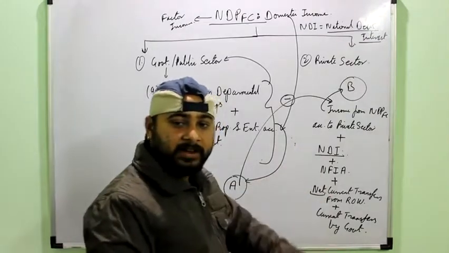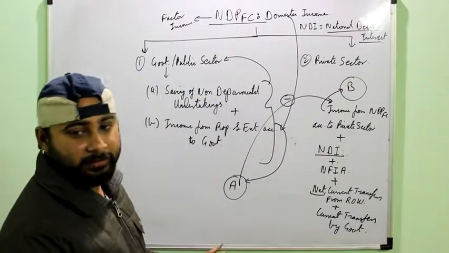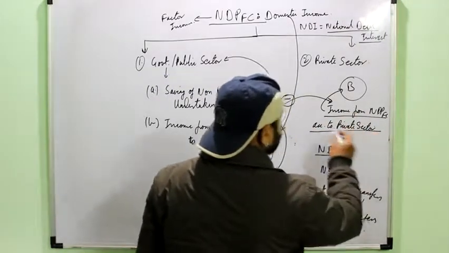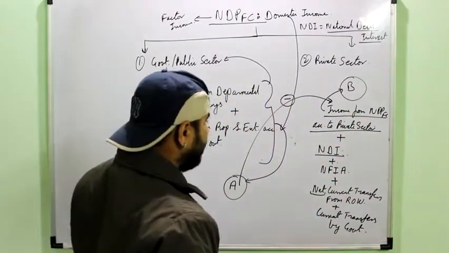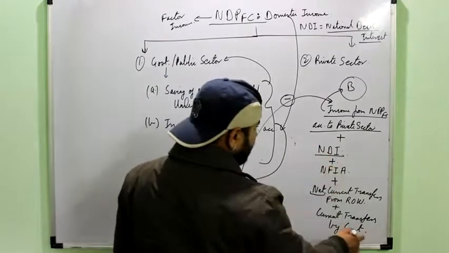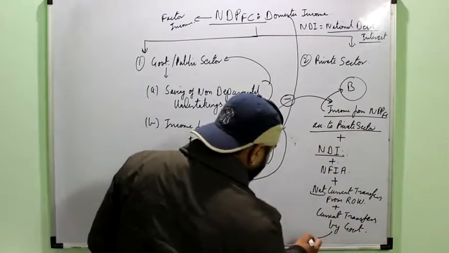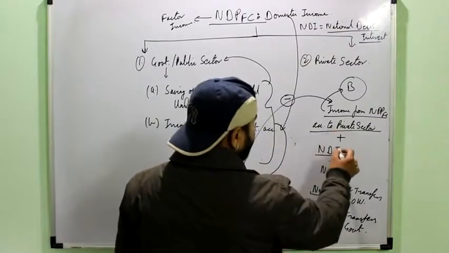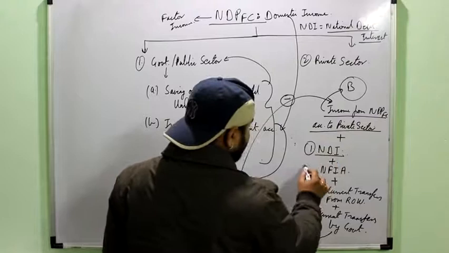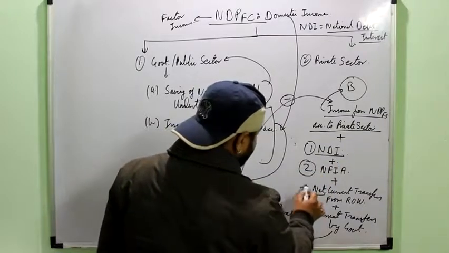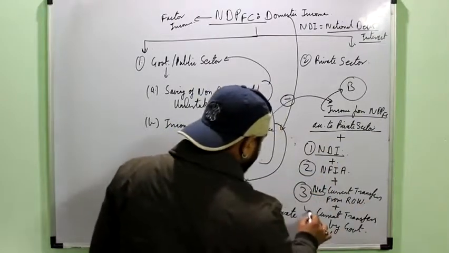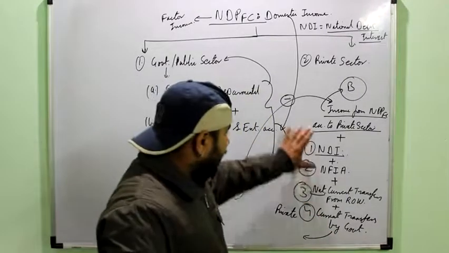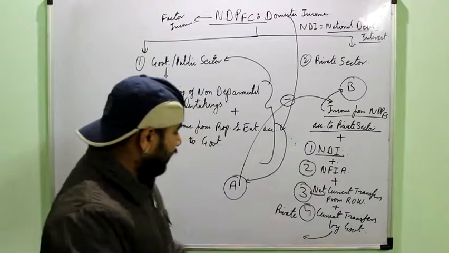because government doesn't take any current transfer from the private sector. It will only give the current transfer or transfer payments to the private sector. So it means after finding out the income from NDP accruing to the private sector, I have to add 4 things to it, then I will get my private income. That is NDI, first national debt interest, second is NFIA, third is net current transfers from abroad, and fourth is current transfer from the government. Add all these 5 things and you will get your private income.